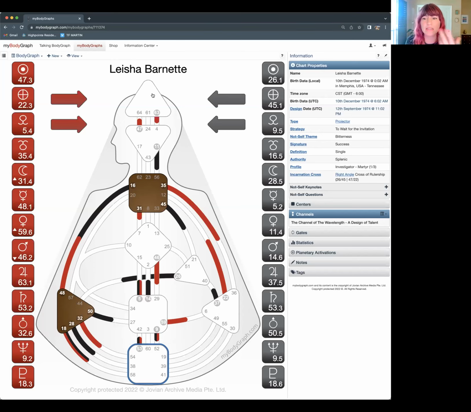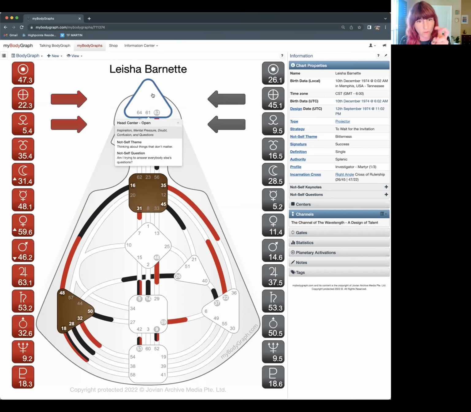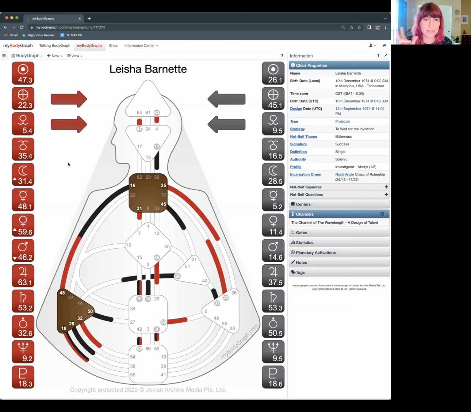The head center is not necessarily fuel in the same way. It's not a motor, as we call it in human design, but it is a pressure center. It's a pressure for humans to figure things out, because that's the evolution of the species. That's how we've evolved to operate, and our consciousness has evolved. So if you have an undefined head or root, you're going to have an inconsistent expression of that pressure.